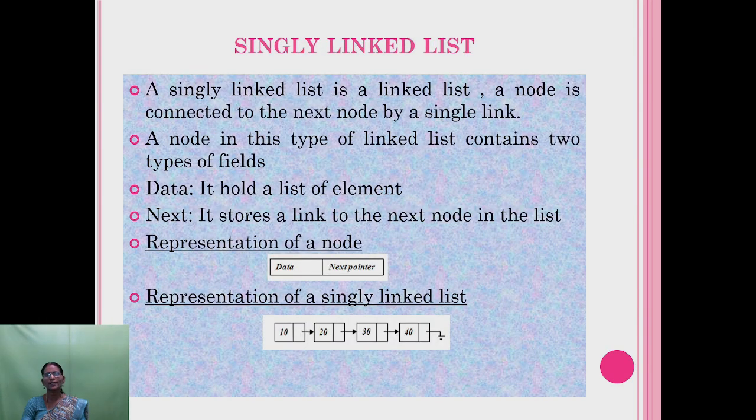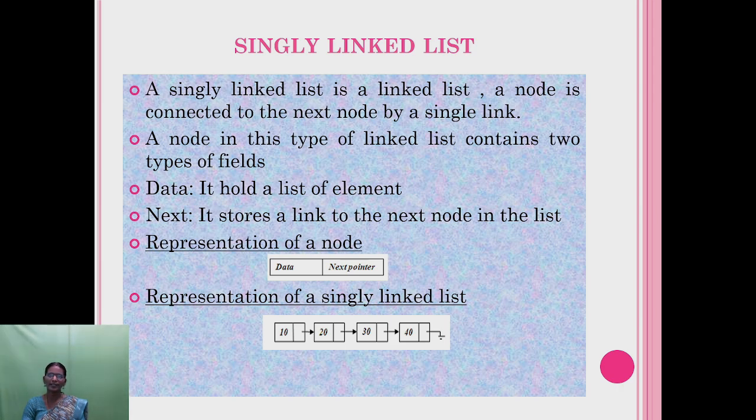Another thing is the singly linked list. Singly linked list means one node is connected to the next node by means of a single link. A node consists of a data field and a link field, and the link field points to the address of the next node. The data field stores the values. For example, in our example 10, 20, 30, 40, these are all the data, meaning the values.